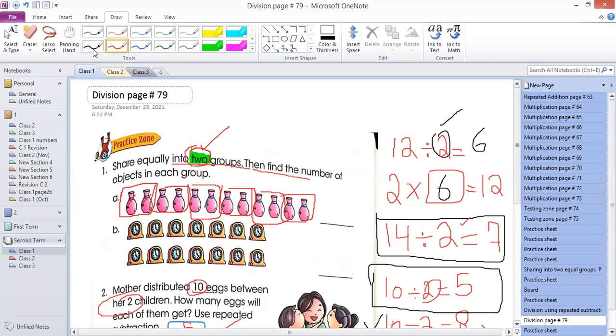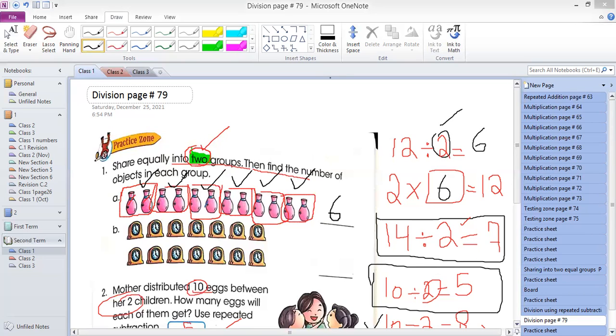In the end, we will see how many groups we made. 1, 2, 3, 4, 5, and 6. We made 6 groups, so the answer will be 6. 12 divided by 2 equals 6. So guys, up to here, everything is clear?